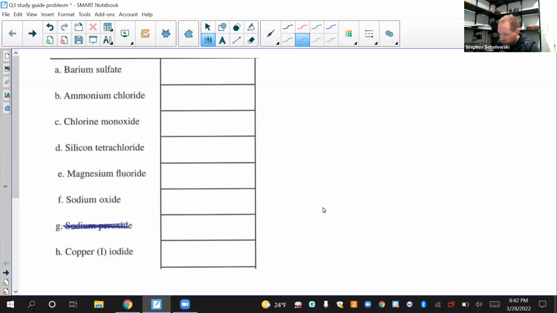Okay, let's go through this study guide for the quarter 3 Chem 1-2 quarter test. So when we're formula writing, if it's ionic, I like to write the ions out first with their charges and then go from there. So in this case, I have Ba2+, that's barium. Sulfate is SO4 2-. So 2+ and 2-, perfectly balanced, BaSO4.